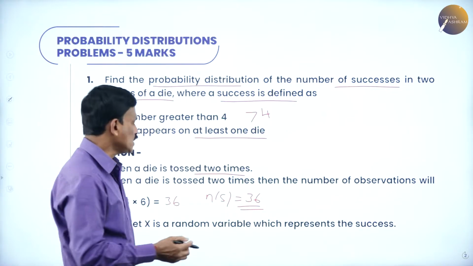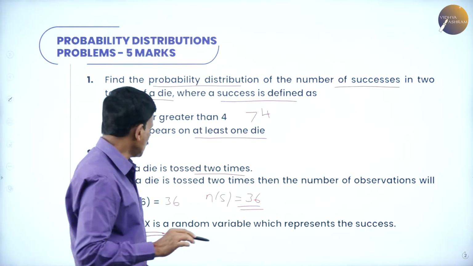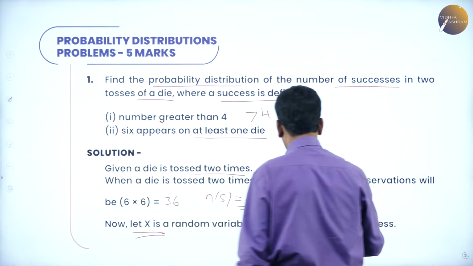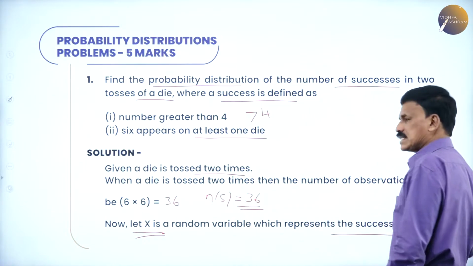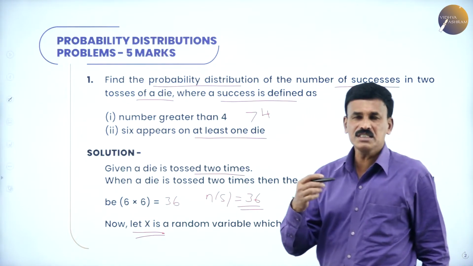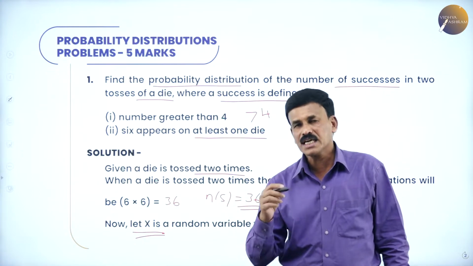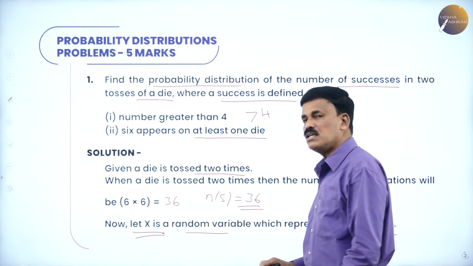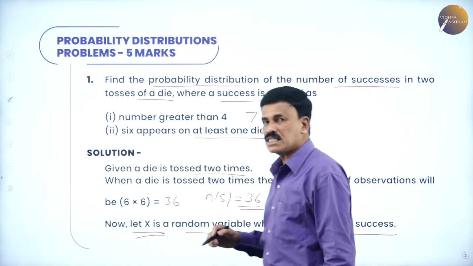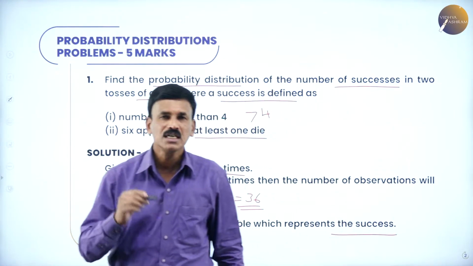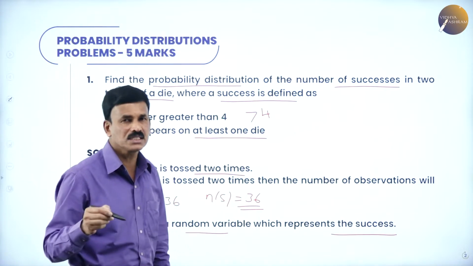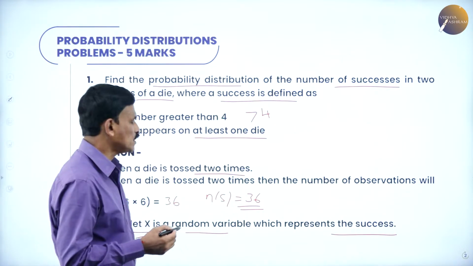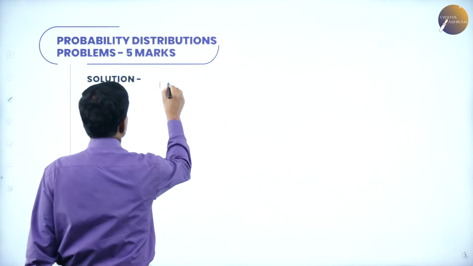Now, let us define an event x. Let x be a random variable which represents the number of success. Okay, x represents the number of success as the random variable. Now, case 1, the first one.